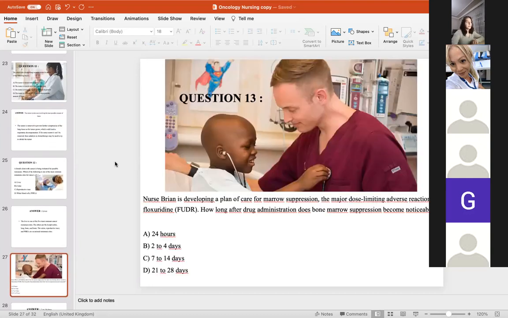Question 13. Nurse Brian is developing a plan of care for marrow suppression, the major dose-limiting adverse reaction to fluoxetine. How long after drug administration does marrow suppression become noticeable? A. 24 hours. B. 2 to 4 days. C. 7 to 14 days. D. 21 to 28 days.